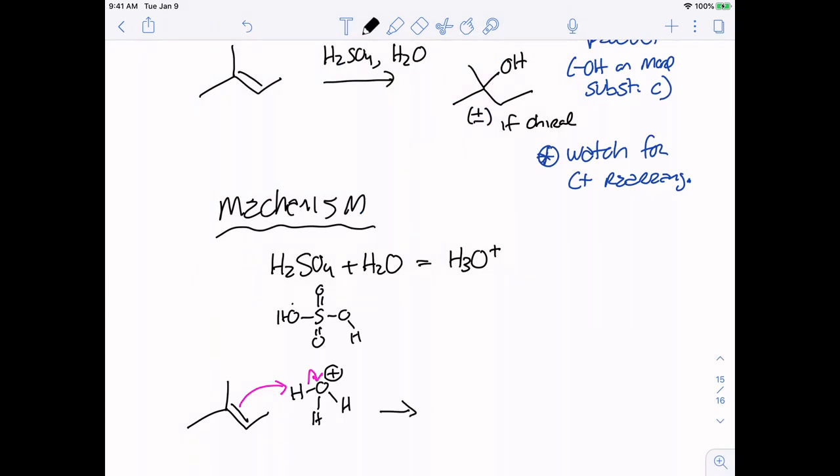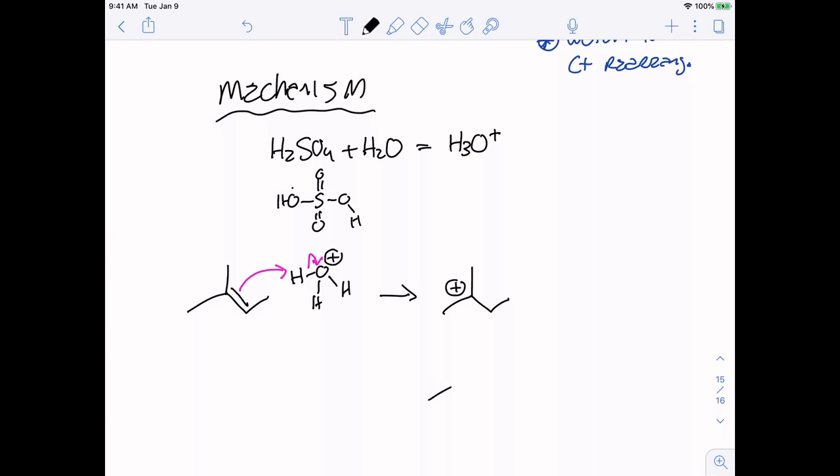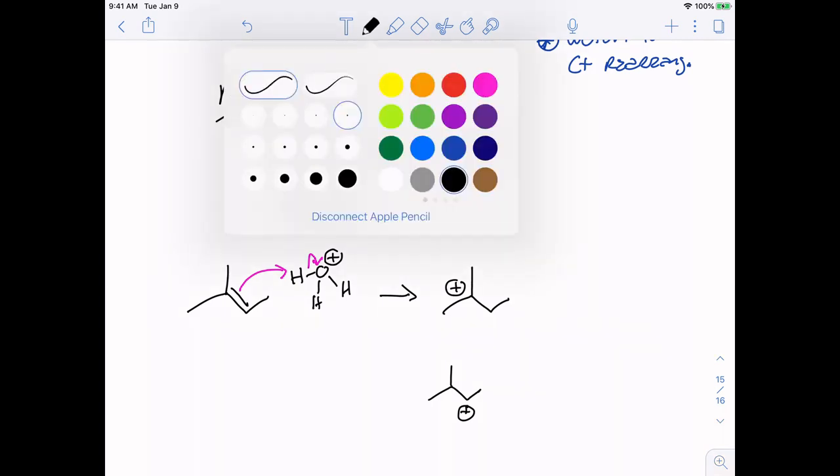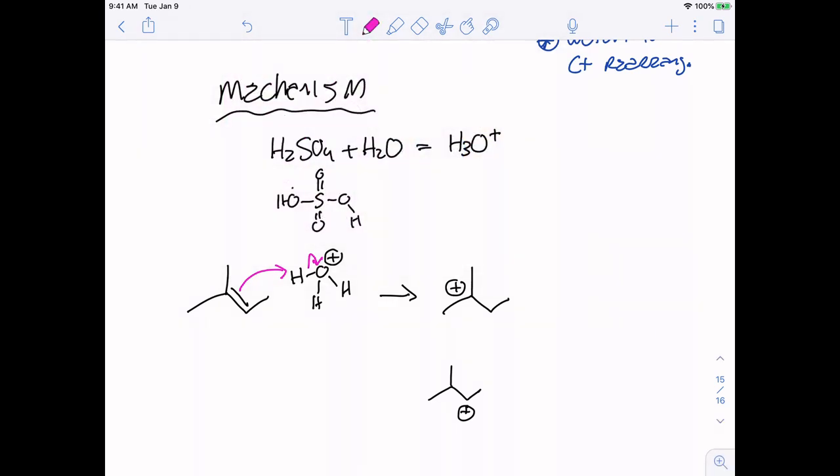So I now have a carbocation intermediate. I'm drawing the more stable one because I get Markovnikov's product. Just remember, just like we did with the hydrohalogenation one, we could also get this, right? The one on top is going to give me my major product. I have water floating around. Oops, wrong color.